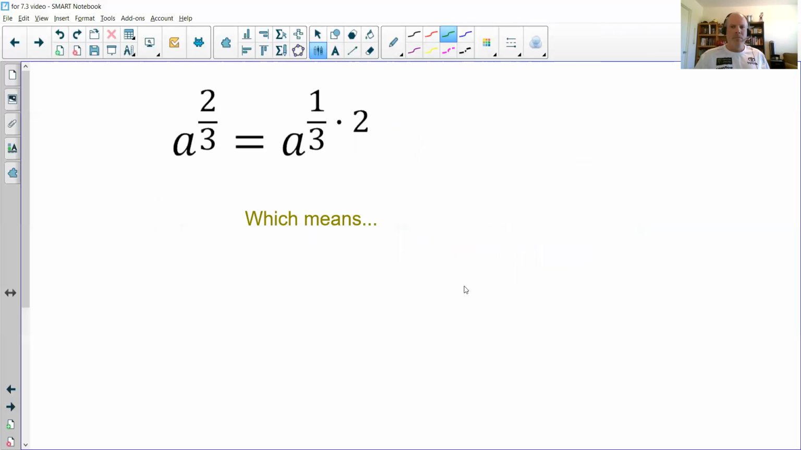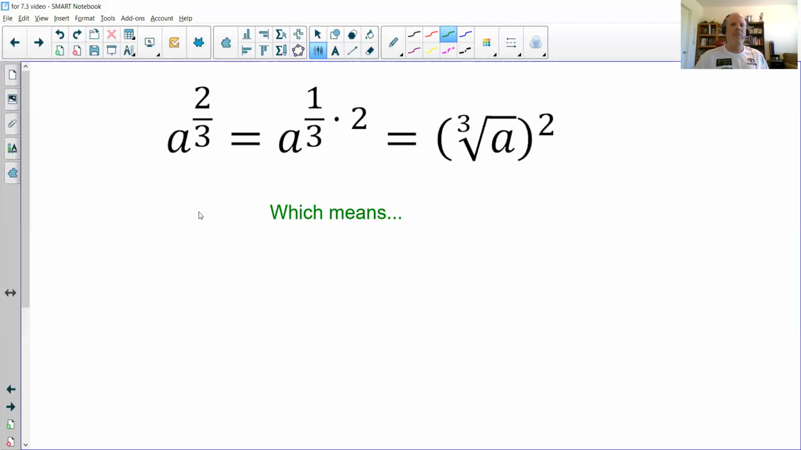Let's look at the other rule and how we derive it. You would probably agree that a to the 2/3 is the same as a to the 1/3 times 2, because 1/3 times 2 is 2/3. Fair enough?